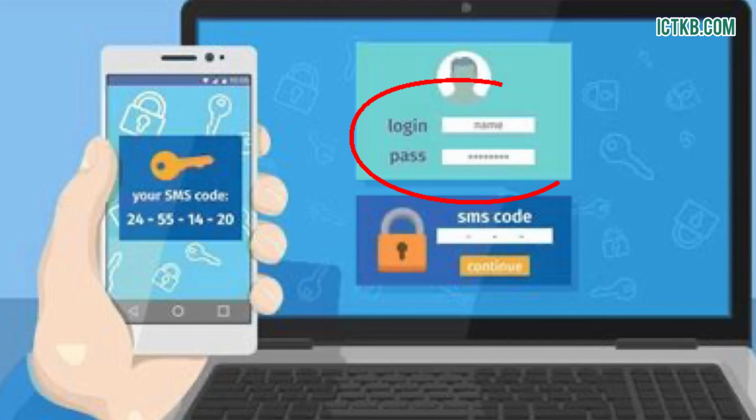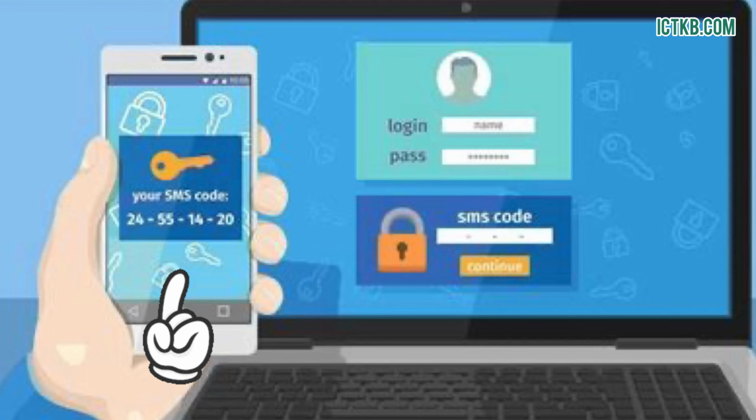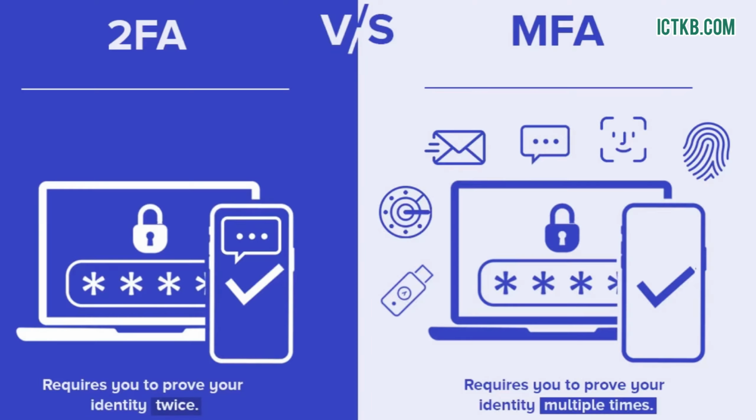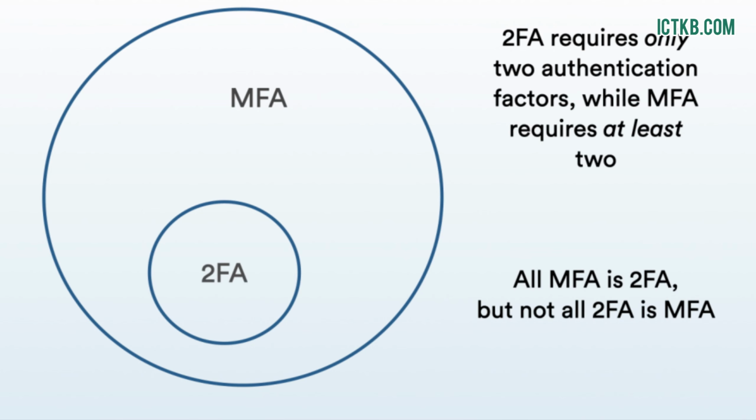You enter your password and then a code is sent to your phone. Only after entering this code can you access your account. That's two-factor authentication in action. So, what's the difference between MFA and 2FA? Essentially, all two-factor authentication is multi-factor authentication, but not all multi-factor authentication is two-factor authentication.